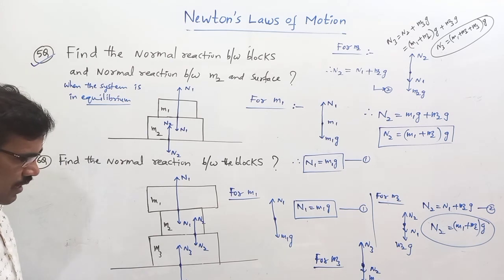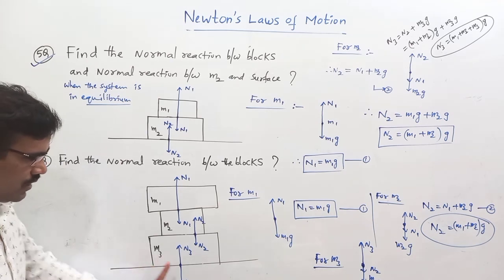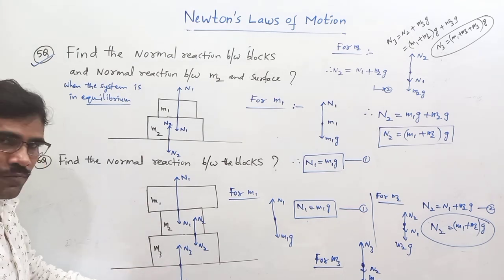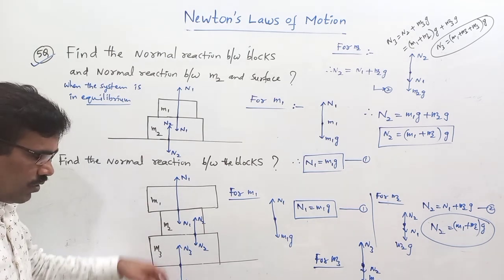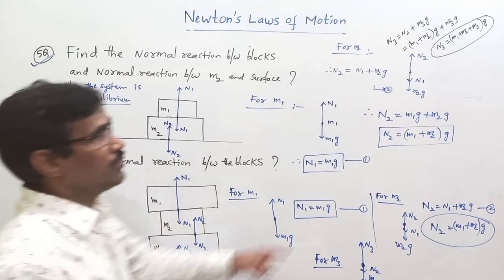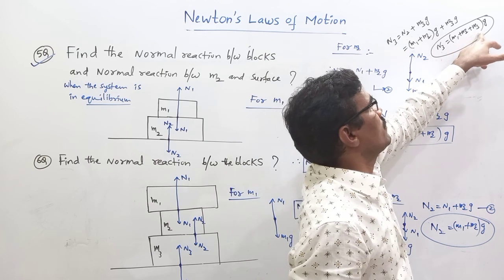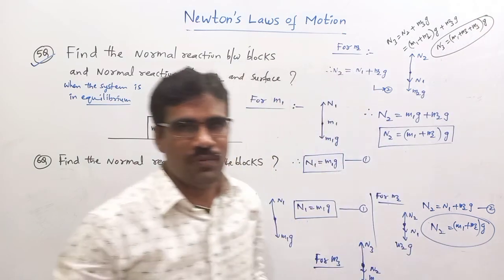So here, what is the direction of the normal reaction on M3? Vertically upward. What is the normal reaction on the floor? On the floor, vertically downward. What amount? N3 is equal to M1 plus M2 plus M3, into G. Okay, thank you very much.